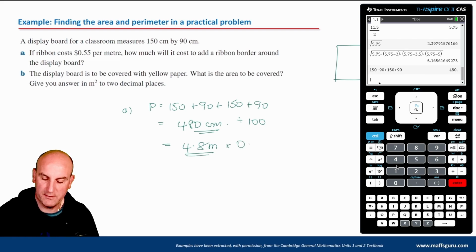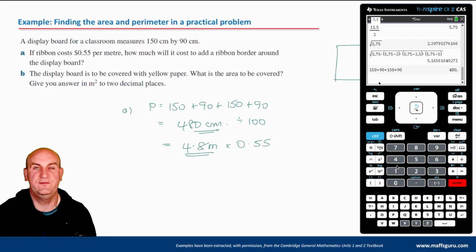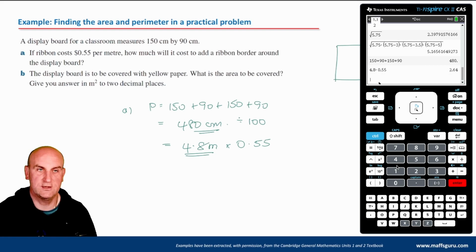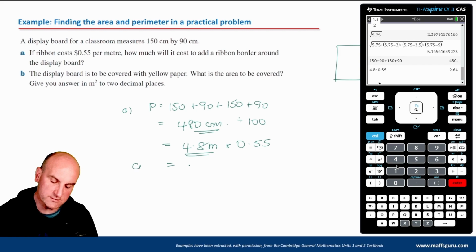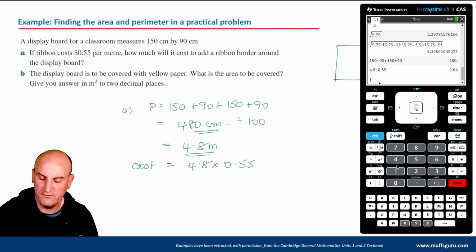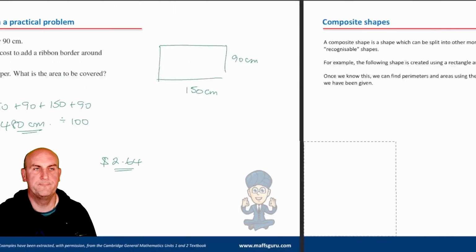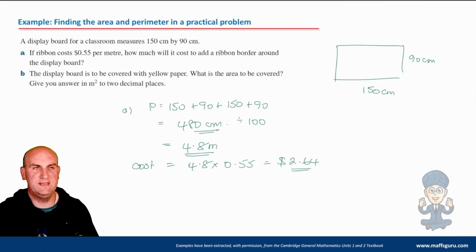And then I'm going to times that by 0.55 because it costs 55 cents per meter. So let's do 4.8 times 0.55. Hit enter, it's going to cost me $2.64. So the cost is equal to 4.8 times 0.55, which equals $2.64. The display board is to be covered with yellow paper. What is the area to be covered?